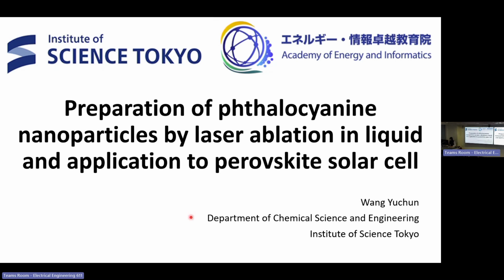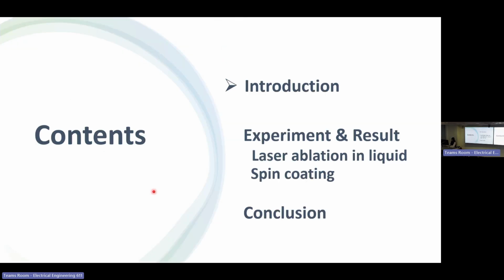My name is Wang Yuchun, and I'm from the Department of Chemical Science and Engineering in the Institute of Science Tokyo. I'm sure you have already heard the story of how our school changed from Tokyo Tech to Science Tokyo, so I won't explain it again. The title of my research is Preparation of phthalocyanine nanoparticles by laser ablation in liquid and the application to perovskite solar cell. The first part is my introduction.